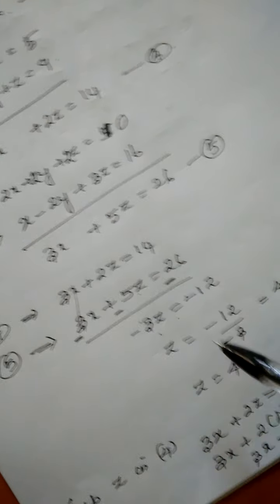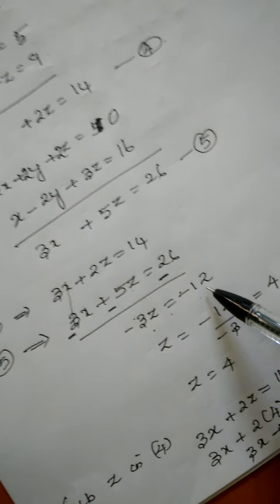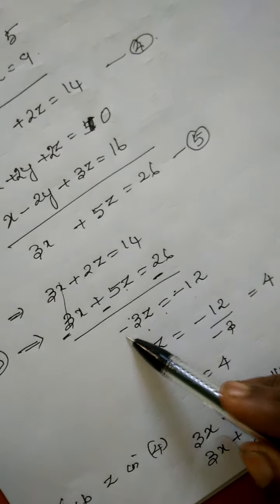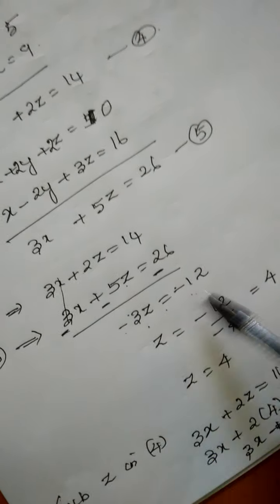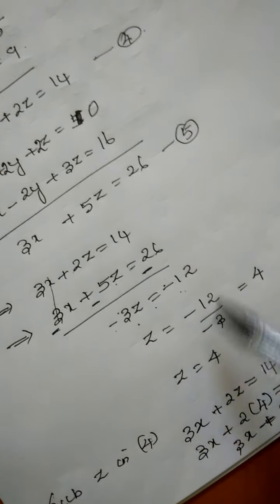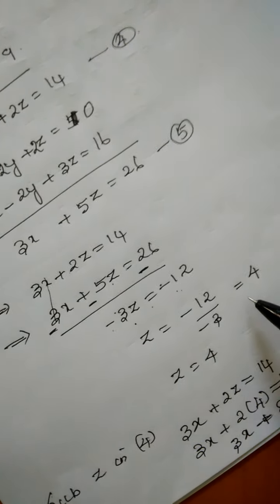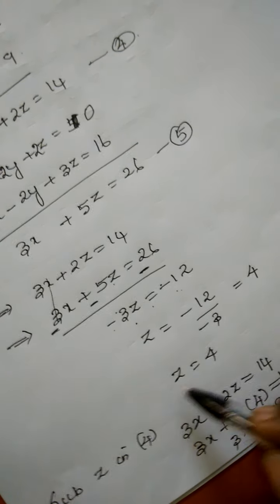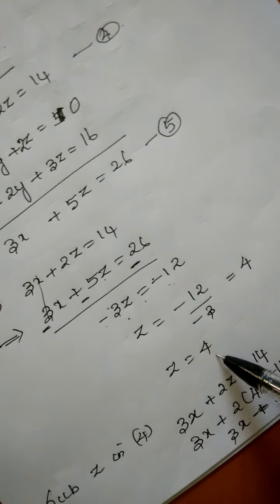Minus 26 plus 14, you will get minus 12, isn't it? Next, here also the minus terms get cancelled. Both the sides have minus symbols, so it has been cancelled. z equal to minus 12 divided by minus 3 equal to 4, isn't it? So now you got the value z equal to 4.